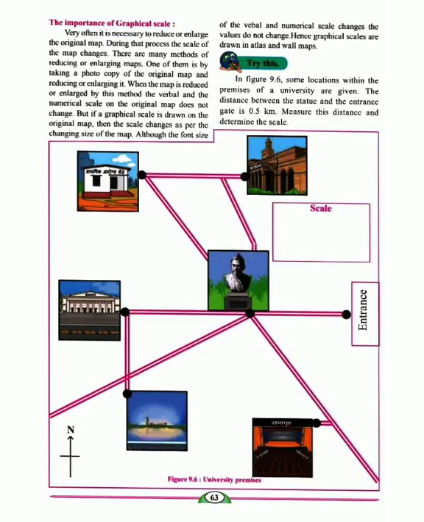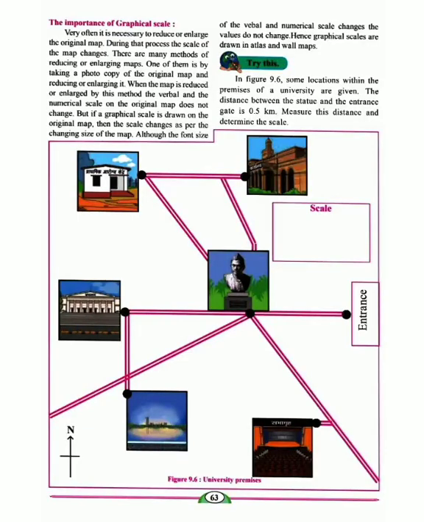What will happen is that the scale that was given will remain as it is the same, right, because there are no changes which we are doing in the form of scale. But if a graphical scale is drawn on the original map, then the scale changes as per the changing size of the map. Although the font size of the verbal and numerical scale changes, the value does not change. Hence, graphical scales are drawn in atlas and wall maps.